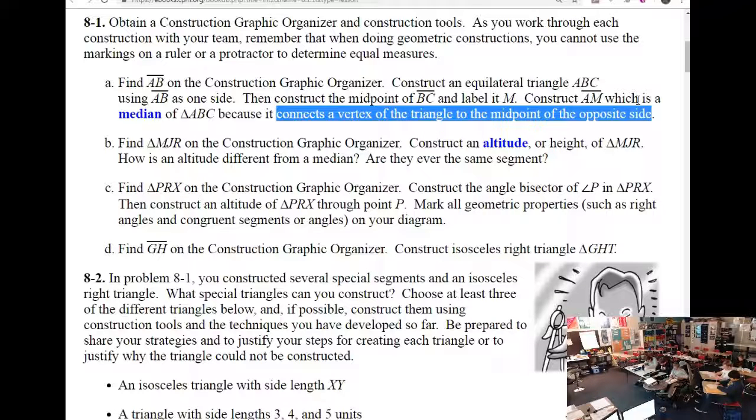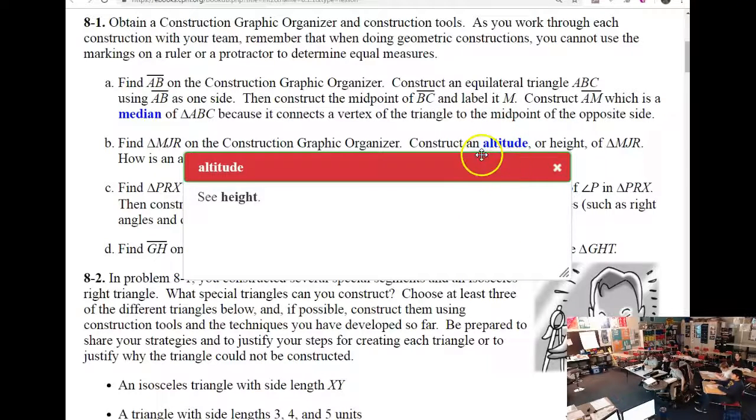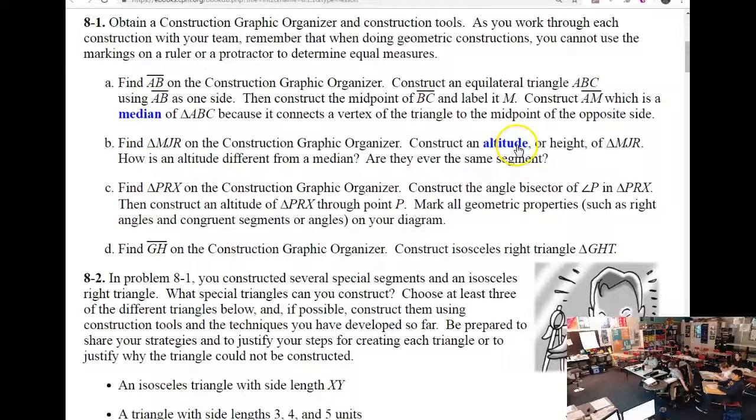Can we construct an altitude using the tools we have? It has to go from one thing. That's just a perpendicular bisector. That's not the middle. Okay, this is lame.